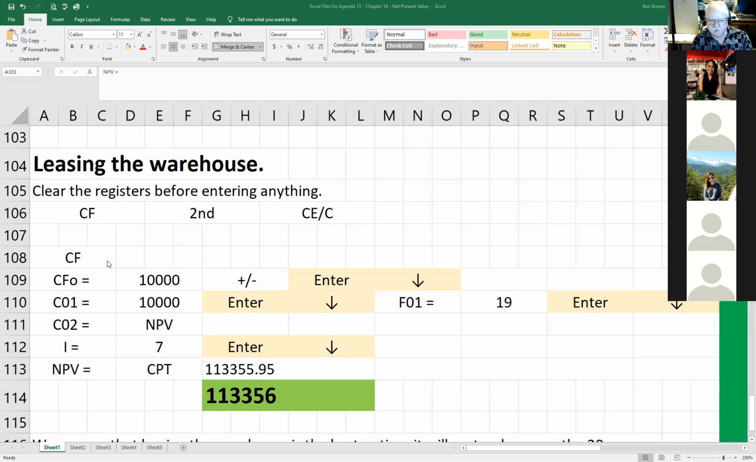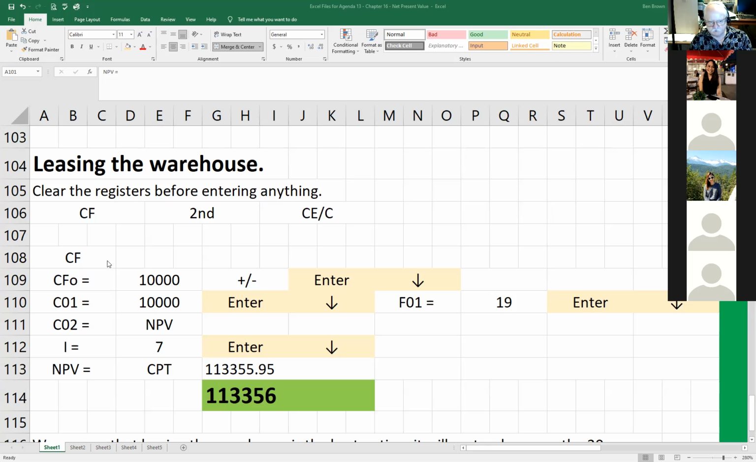And then we're looking at cash flow 1, is again 10,000. And I don't have it as negative here, so let's hope that works. Let's go enter and down. And again, the frequency, F is the frequency. This has to happen 19 times. So 19, enter down.